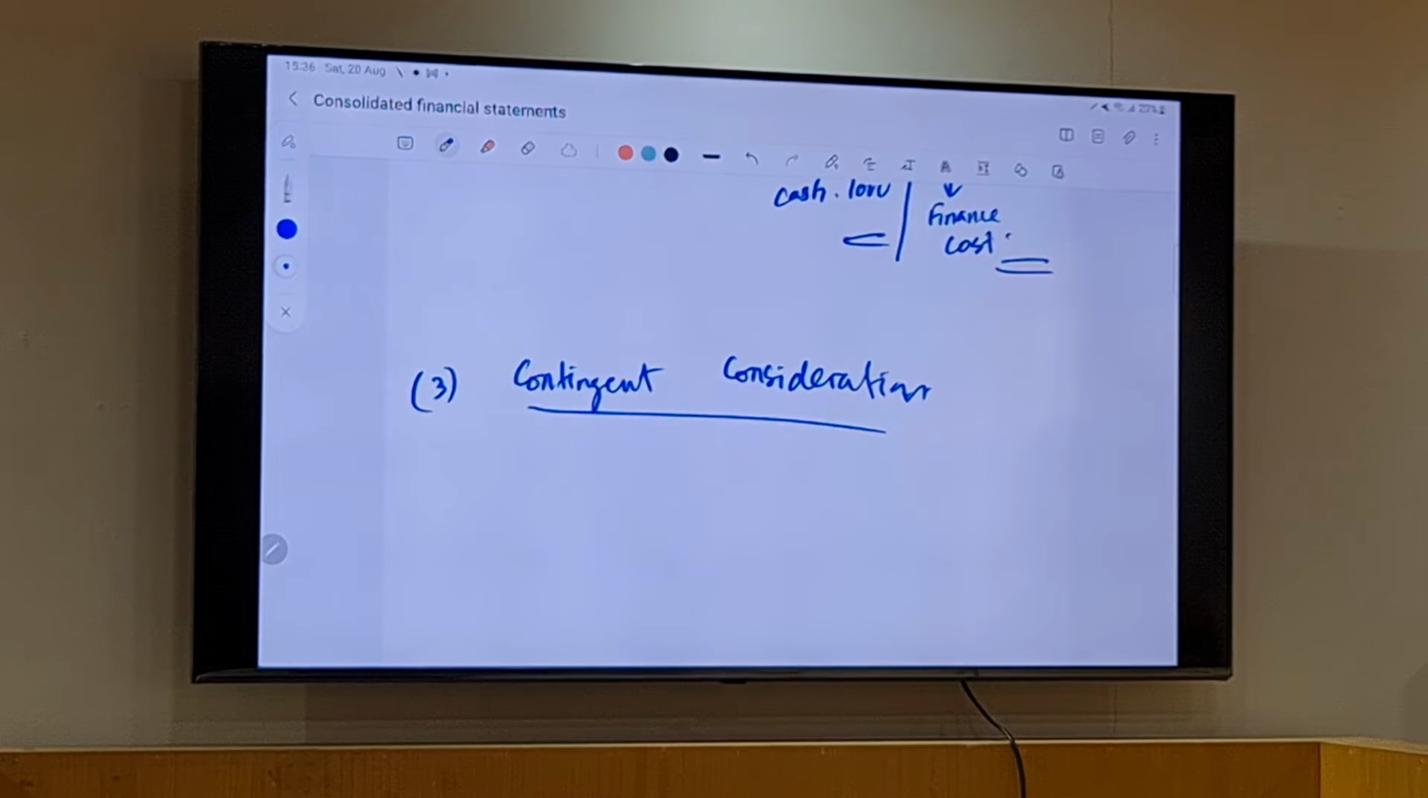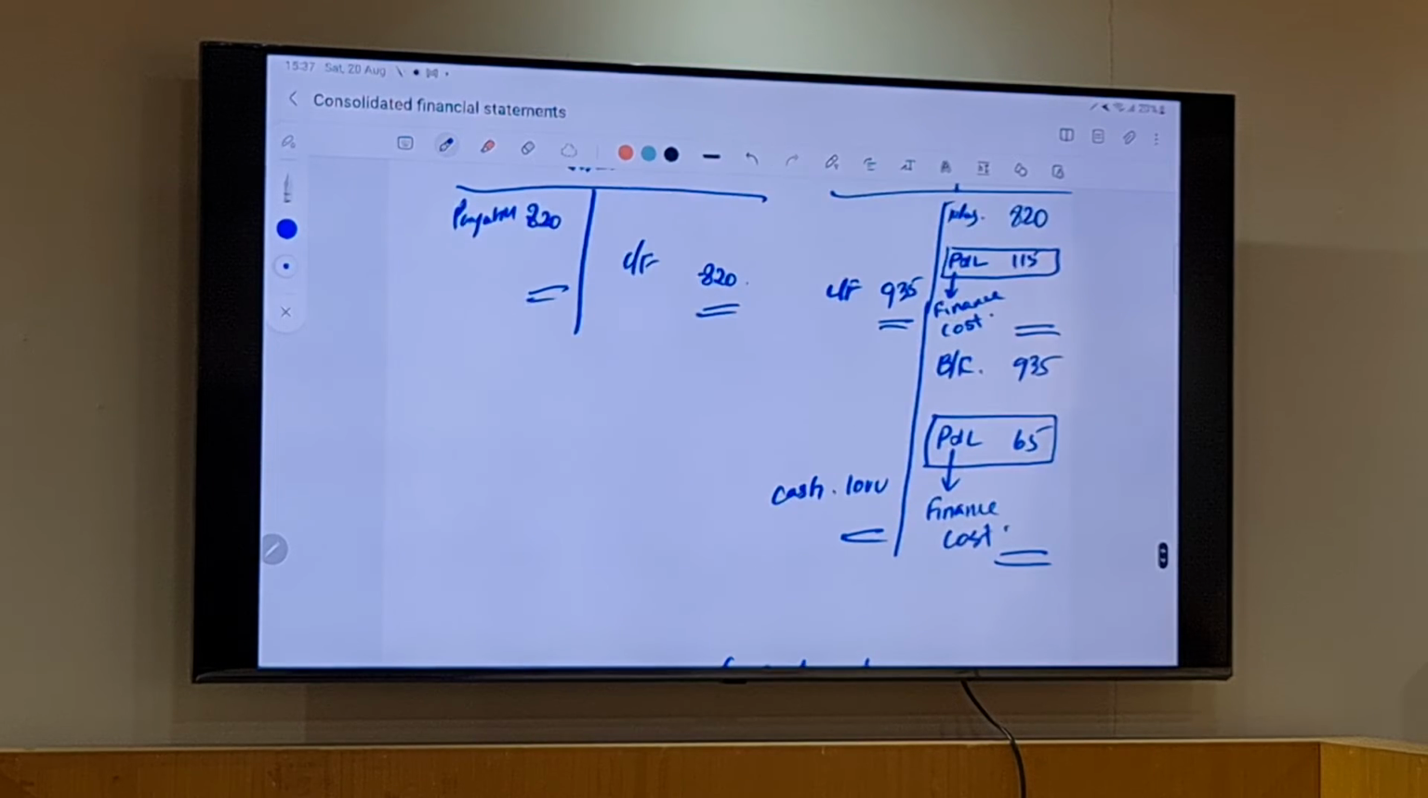Concept is different, accounting treatment is same. What is the concept? Only if you satisfy a condition, then you pay extra. So you are not going to pay now. You will pay after 1 year or 2 years or 3 years. So the same calculation will come.